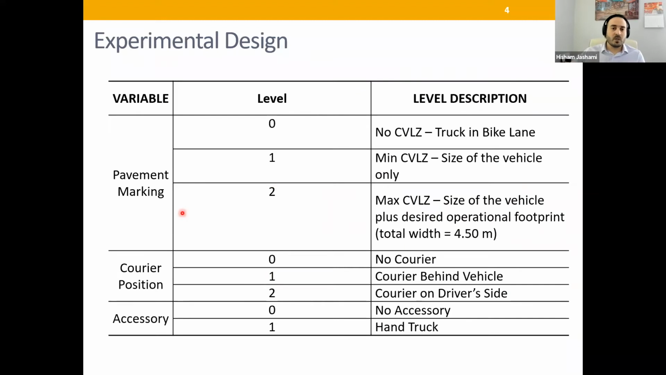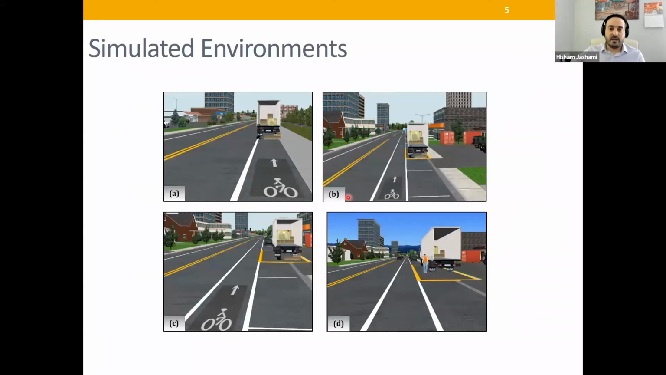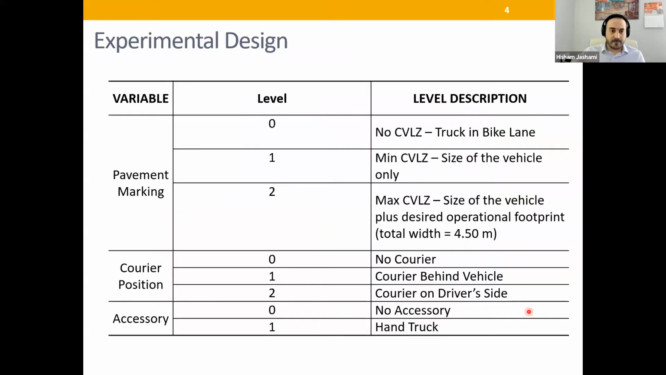Okay. So the experimental design was a factorial one, partially counterbalanced and randomized. When we think about the variables that were included, we consider the pavement marking by the presence of the loading zone. So here are the examples that we have. For example, in A shows no loading zone, truck parked in the bike lane. Here we have the minimum loading zone, just the size of the truck. Here in C and D, we have actually the maximum loading zone, size of the vehicle, plus desired operational footprint that Ed talked about.